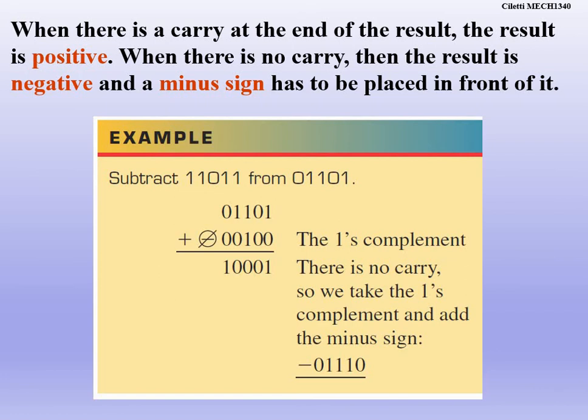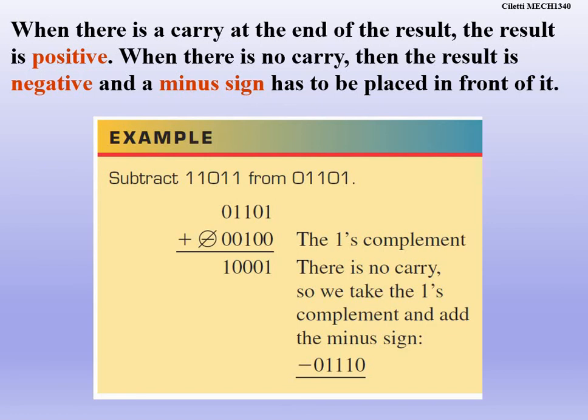Now, when there's no carry, I just said that's negative. So here's another example. If we subtract 11011 from 01101, we're going to take the ones complement of 11011. So that becomes 00100. That's the ones complement. And then we add them.